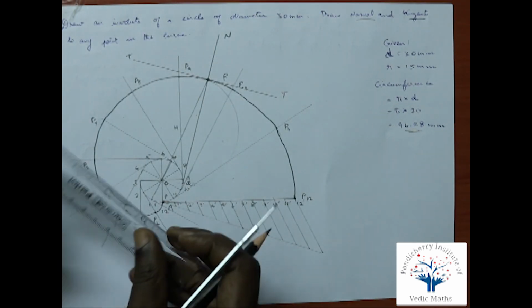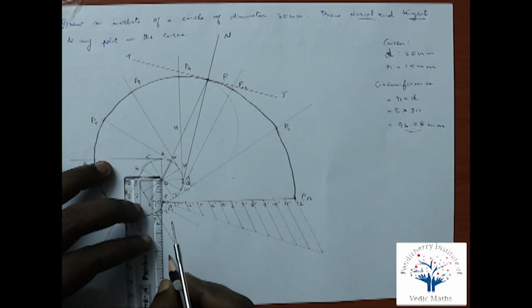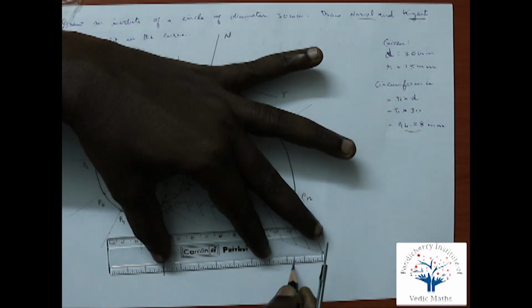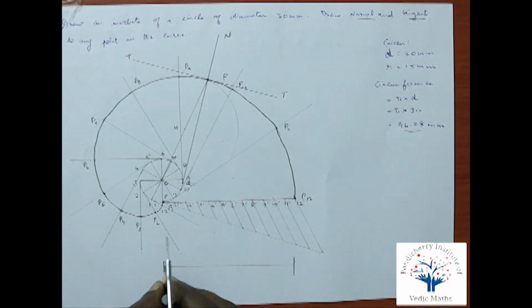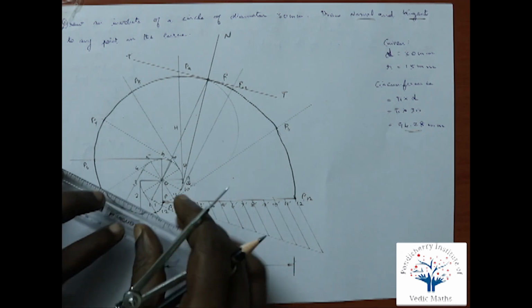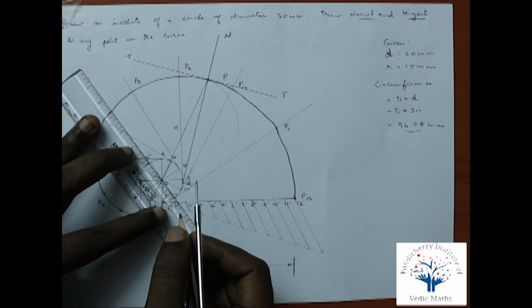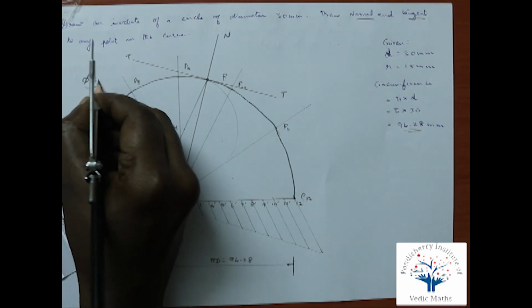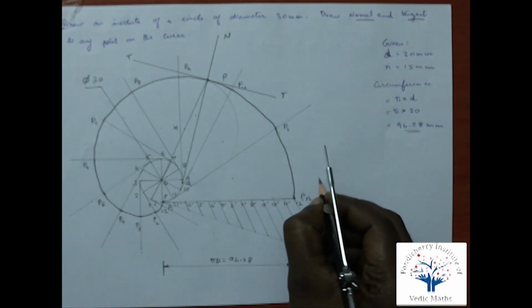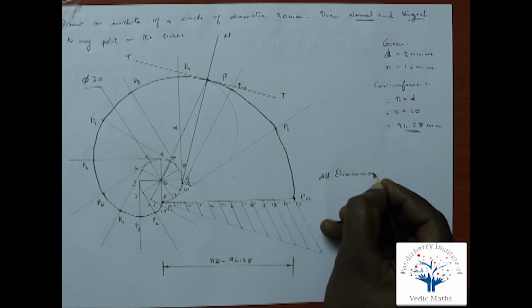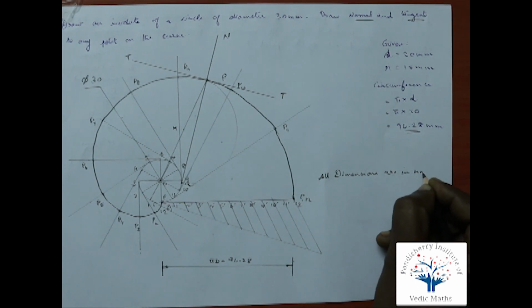Last, dimensioning. So dimensioning in the distance, same way here, so in the distance pi d which is equal to 94.28. Then this is going to be your circle diameter 30. Finally, all dimensions are in mm.